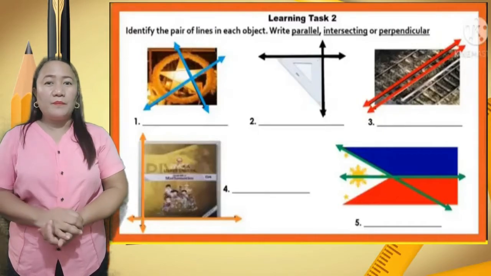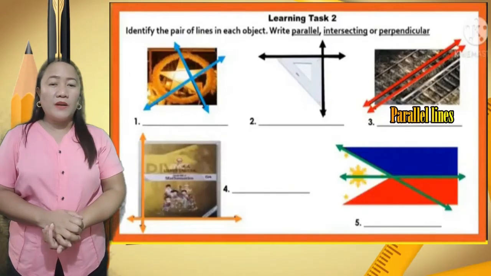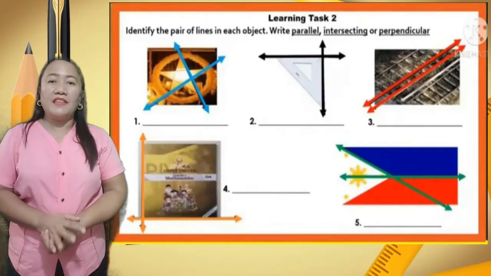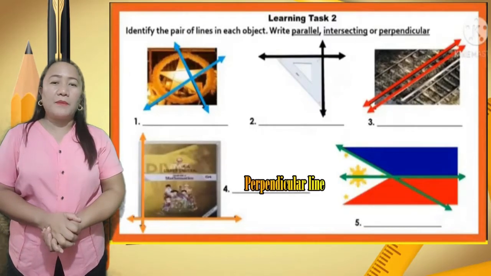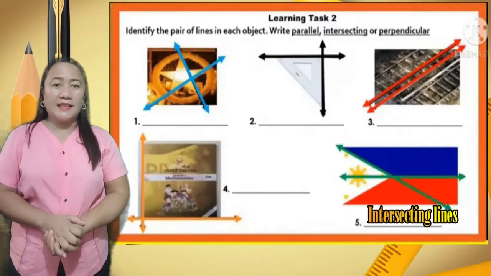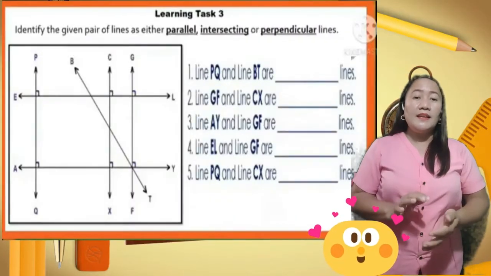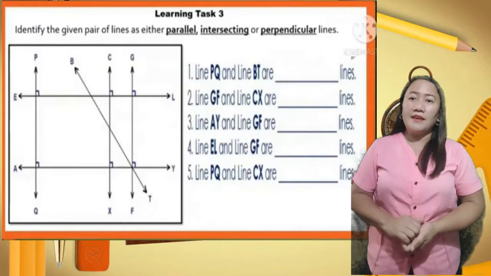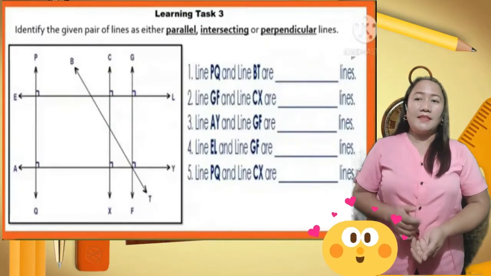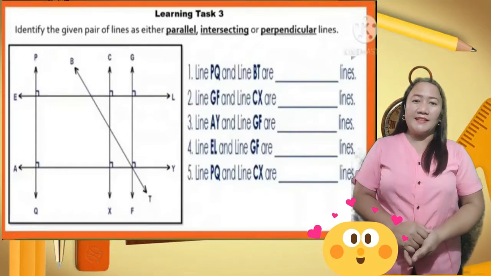Number 3. Parallel lines. Number 4. Perpendicular lines. And the pair of lines for number 5 is what we called intersecting lines. Let us continue. Learning task 3. Identify the given pair of lines as either parallel, intersecting, or perpendicular lines.